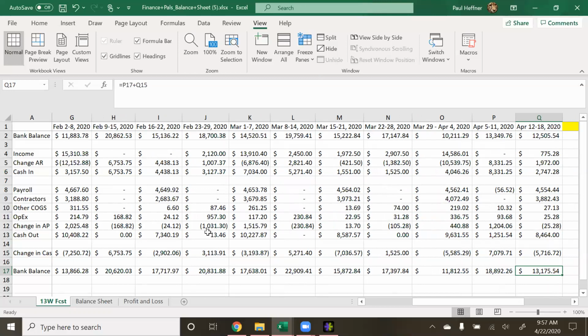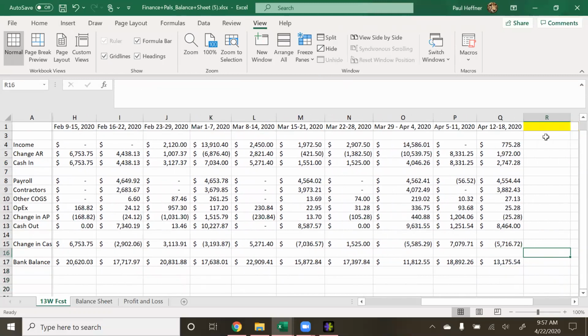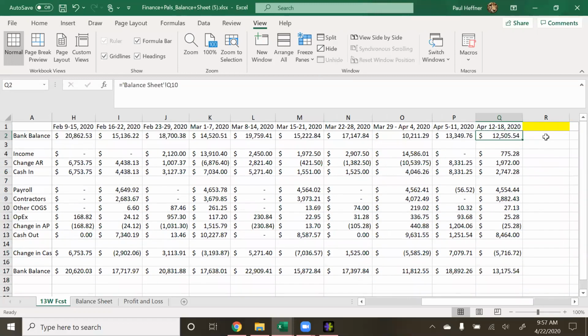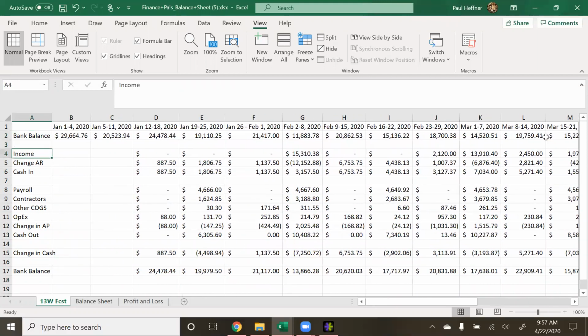Okay, well, we can keep investigating this. This is pretty close. How far are we? So we're 5% off. I know we can get that closer. I don't want to spend the video just troubleshooting this. So there's obviously some more work we can do on that, but basically this is the way you want to set it up. You want to know your bank balance, your income or your money coming in, your money going out, your change in cash, and your bank balance.